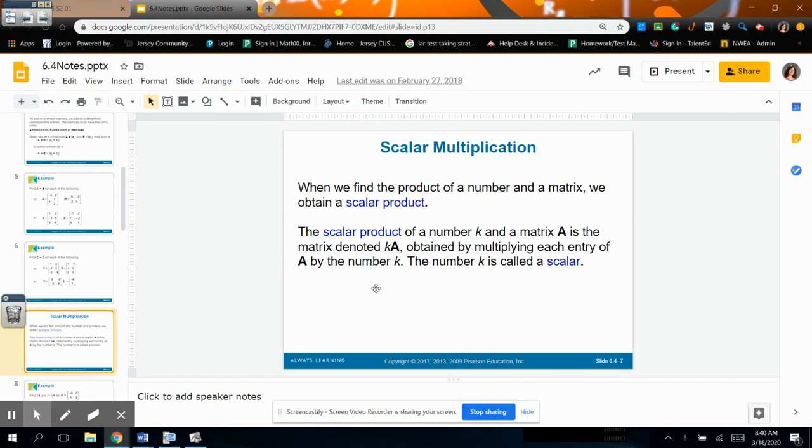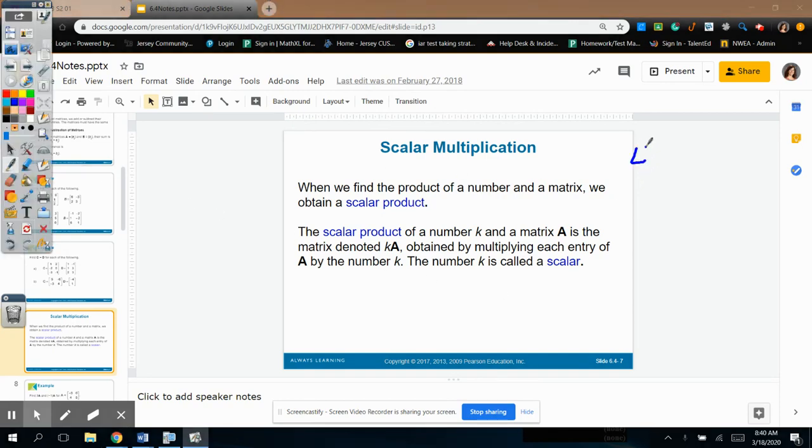Basically, what scalar multiplication is about is if they tell you something like 4A, that's the same thing as A plus A plus A plus A. You're taking that matrix and adding it to itself 4 times. Well, instead, you could just take 4 times that matrix A and distribute it into all the pieces, because that's the same thing that would happen here. So the number you're multiplying by is called the scalar, and basically we're just going to distribute.